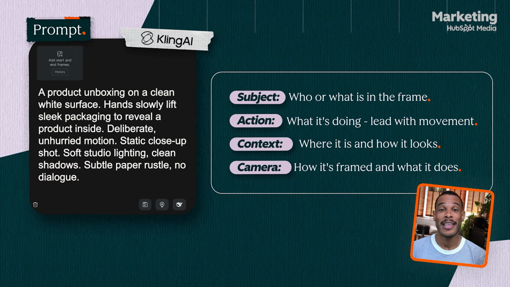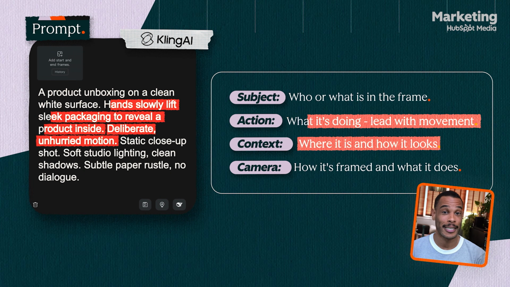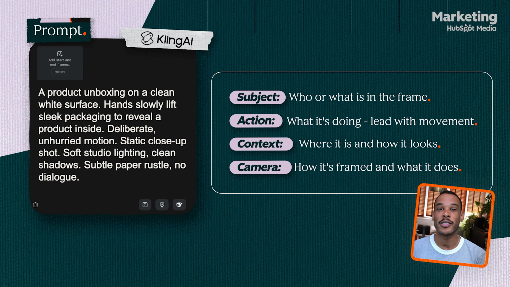To prompt Kling, think subject, action, context, camera, in that order, and keep it to 2 or 3 ideas maximum. The more you over-explain, the worse output gets. But here's where it separates itself.